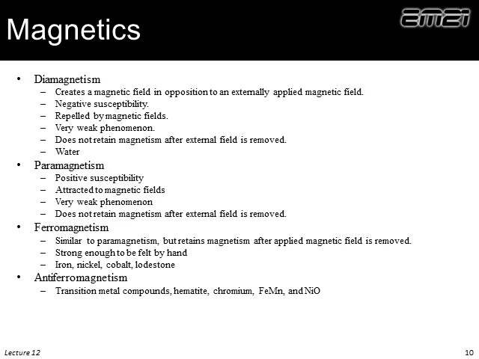Magnetic materials: we have diamagnetism, paramagnetism, ferromagnetism, and antiferromagnetism. We're really not going to talk about any of those in this class, but that is not to say that there's not a lot of wonderful stuff here with a lot of applications in electromagnetics. It's just not part of this course.